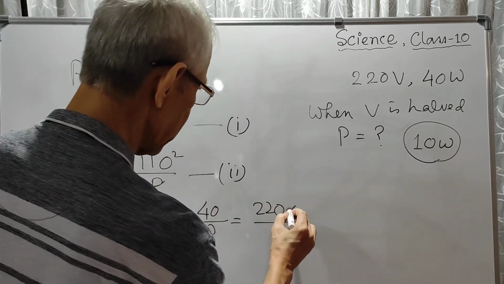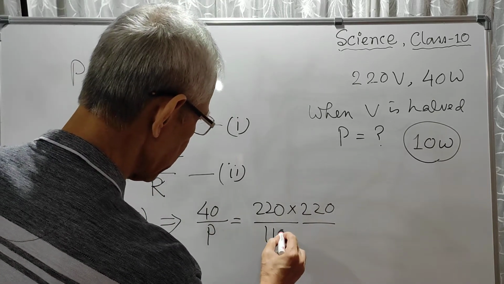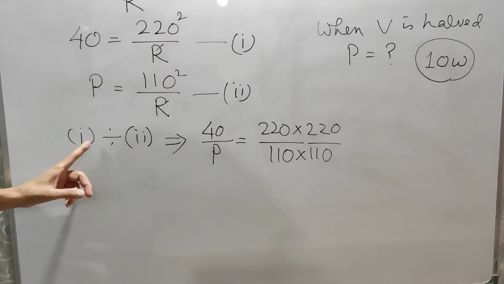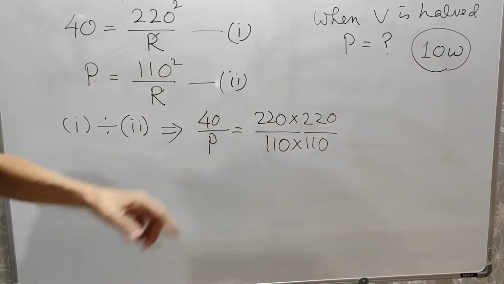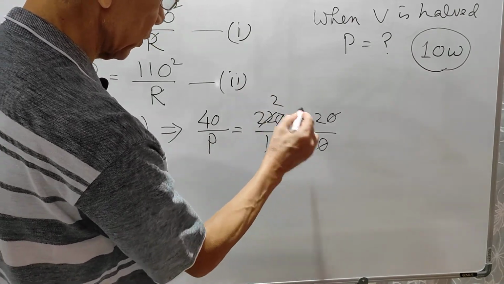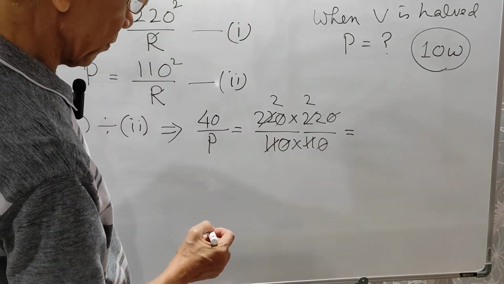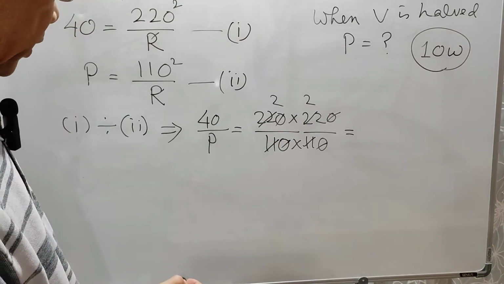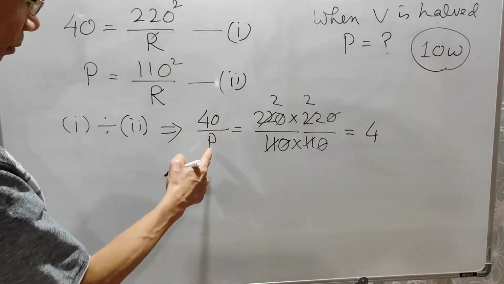220 square, that means 220 into 220, by 110 square, that means 110 into 110. So we are dividing 1 by 2. We get 40 by P equal to, when you divide, cancel this by this. Now 0 0 cancel, 0 0 cancel, so 11 this 2, 11 this 2. So what do you get? 11 2, 11 2. 1 minute, 1 minute. So 2 to 4. So 40 by P is 4.